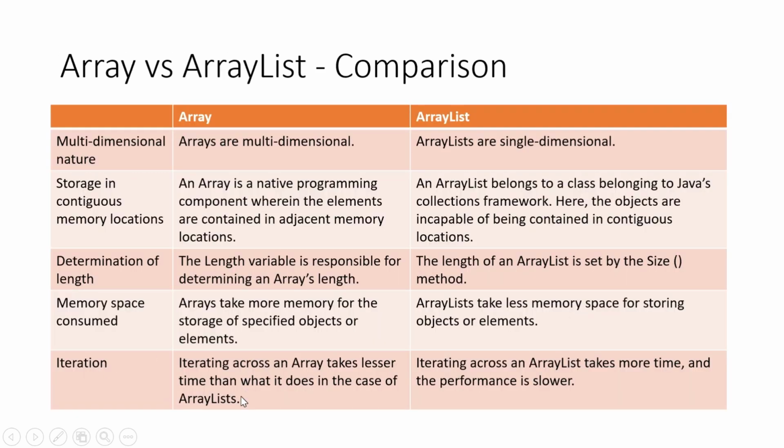For iteration, iteration of an array is faster than array list. Why can we say that? All the main methods invoked from array list ultimately call the native methods of the array, like get, set, all those indexing operations. Because of that the array list is slower, because ultimately it needs to call the methods of the array to iterate internally. Okay.